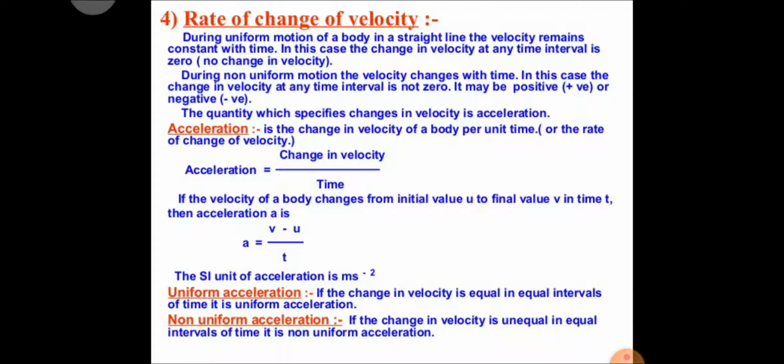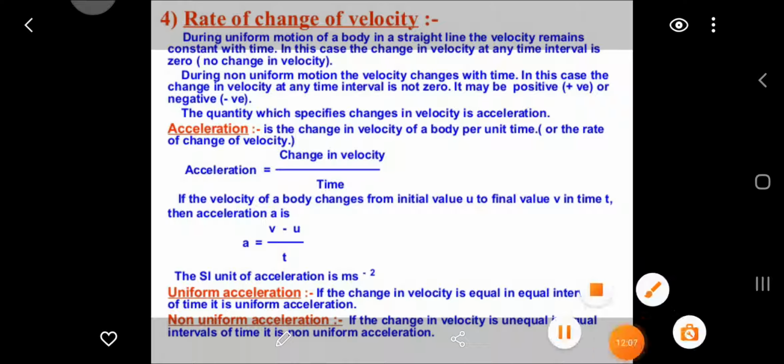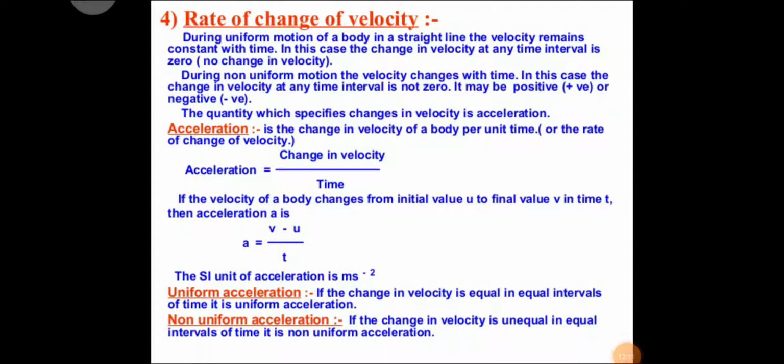If the velocity of a body changes from an initial value u to a final value v in time t, then the acceleration formula will be a equals v minus u upon t, and the SI unit of acceleration is meter per second square. If the change in velocity is equal in equal intervals of time, it is uniform acceleration. If the change in velocity is unequal in equal intervals of time, it is non-uniform acceleration.